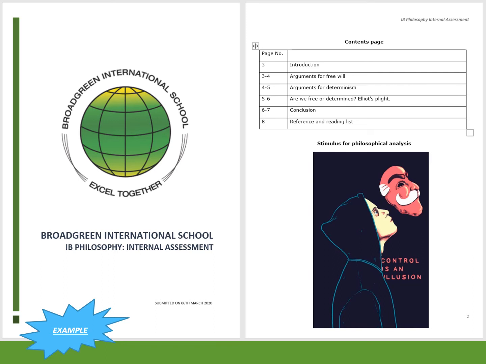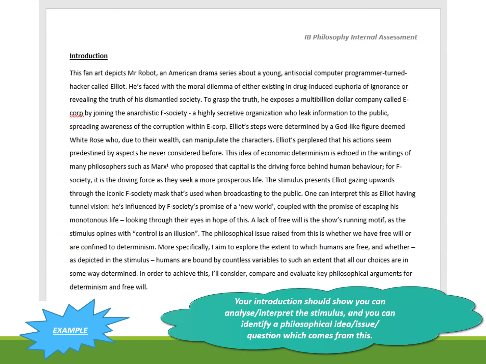The contents page, where you can see they have signified where the sections are, and their stimulus is an image of what's the film? What's the series? Mr. Robot. Mr. Robot is a series, and it's a fan art from the series, which they've selected. And then that was their subject of discussion. I'll show you their introduction.